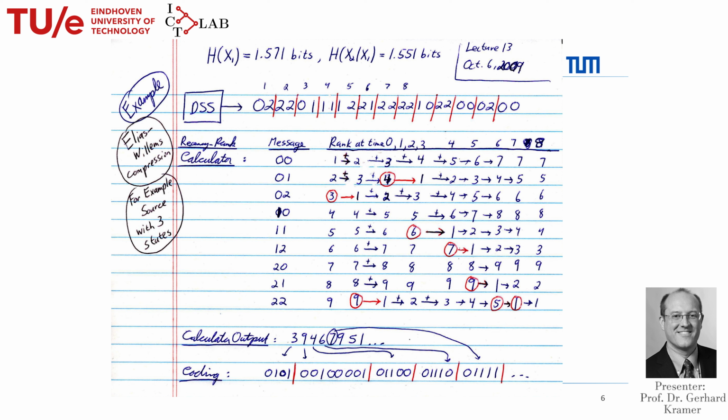Then comes out the symbol 2, 2, so you see the number 9, so we put that down here. That becomes 1, and all the other symbols are incremented. Their rank is incremented, and so on. And so here for this particular sequence, we get 3, 9, 4, 6, 7, 9, 5, 1.